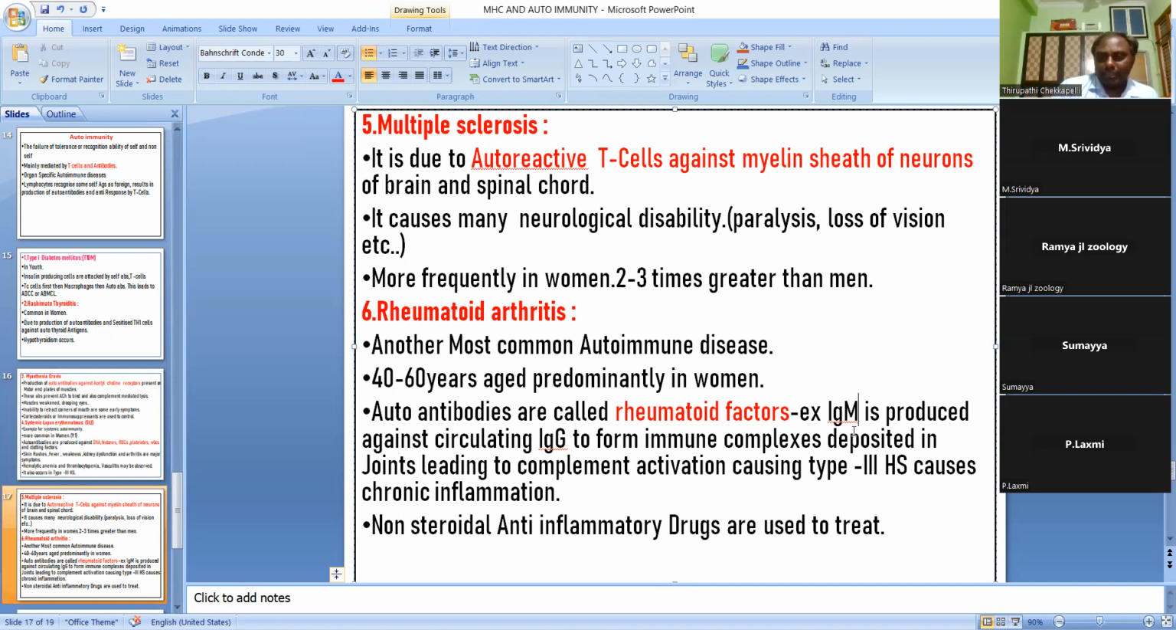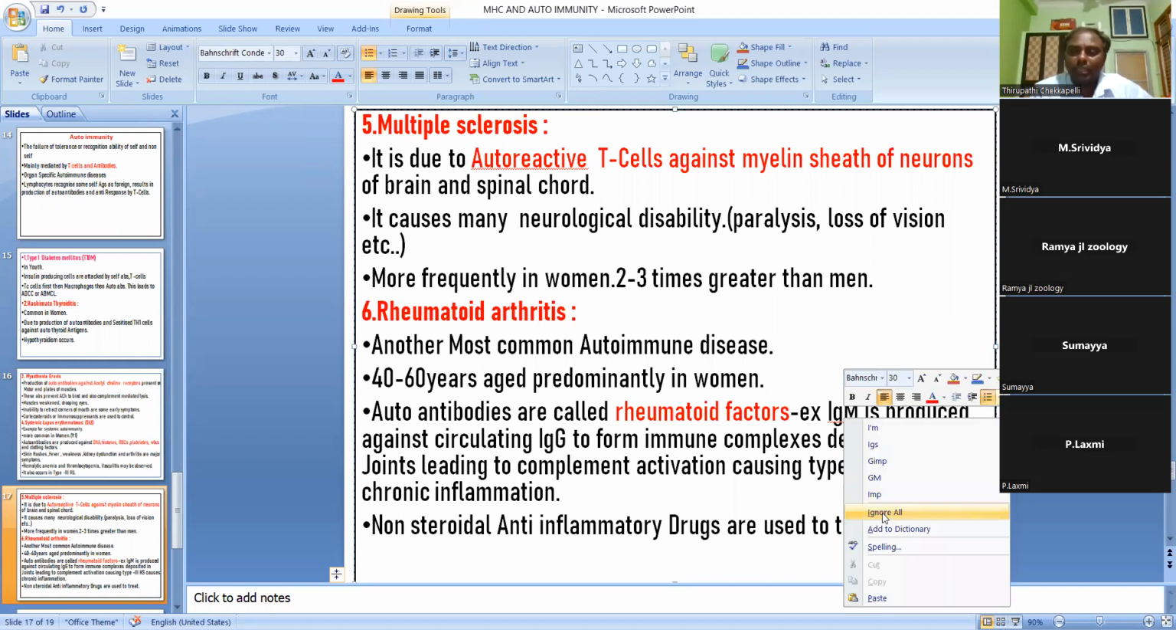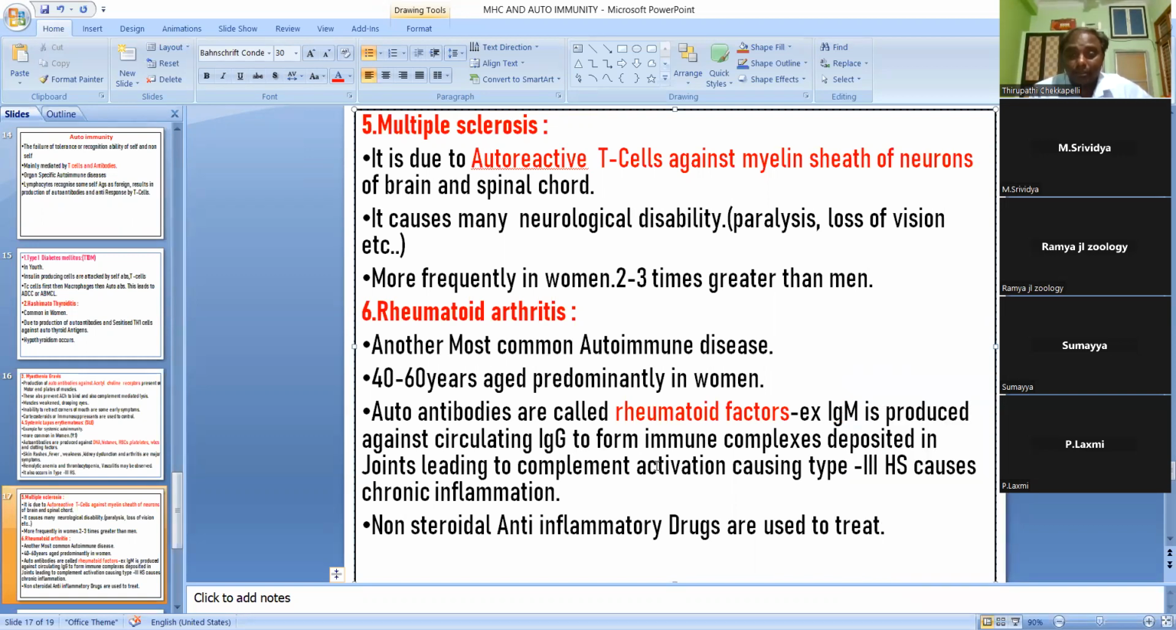Here IgG, as I told you, even antibodies or proteins also contain some epitopes. So when in autoimmune conditions, the self epitopes are modified. Okay, so the structure is changed, so they are recognized as foreign molecules, and IgM is produced against IgG antibodies to form immune complexes. These immune complexes are deposited in joints.